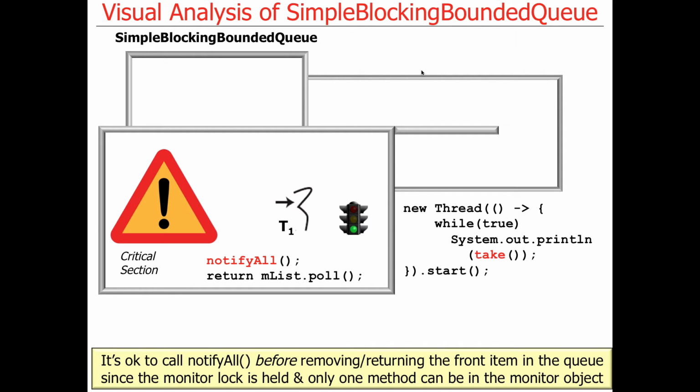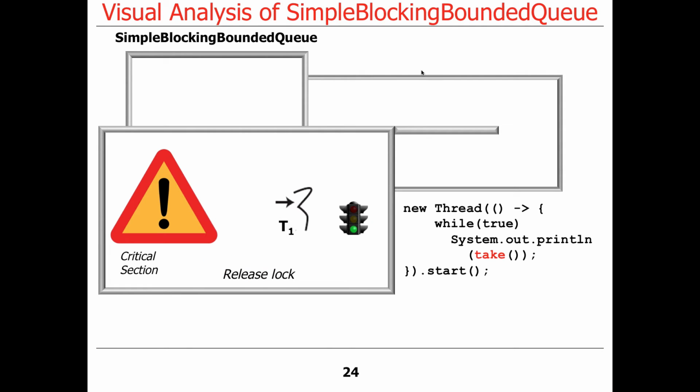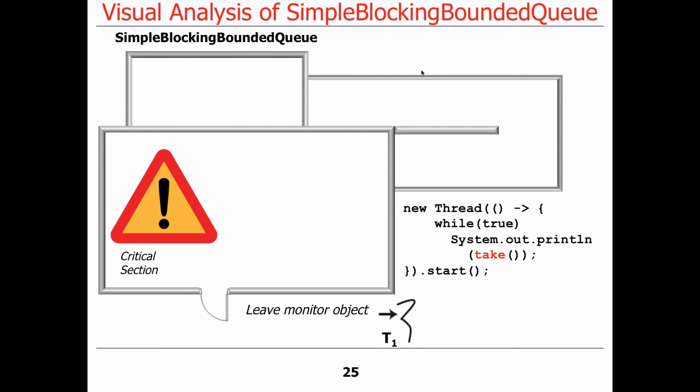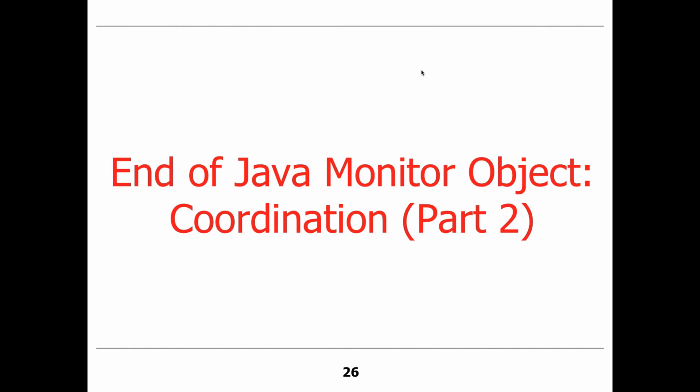If I was really nervous about this, which it doesn't really matter in practice, I could have first gotten the item off the list, stored it in a local variable, then called notify all, and returned the local variable. But it doesn't matter because nobody's going to be able to update the linked list implementation until the monitor lock is released. So then we return, the lock is released, we leave the monitor. Okay, so that's a visualized view of how everything works. We'll look at the code in a second, but I just wanted you to get the high-level perspective on what's going on.